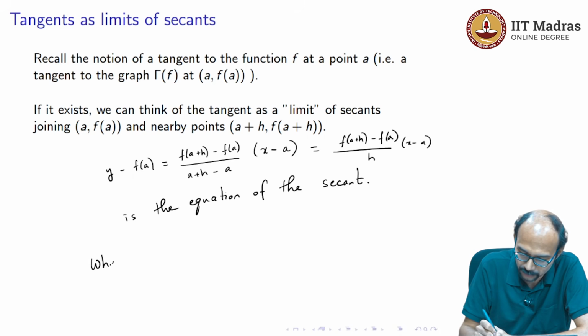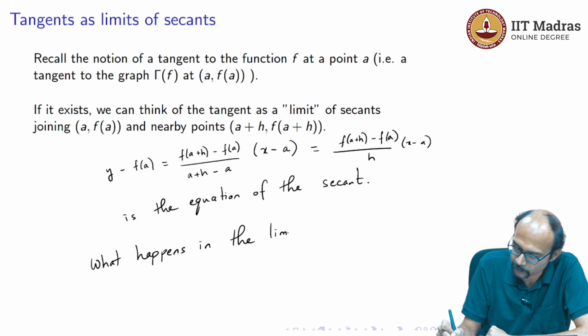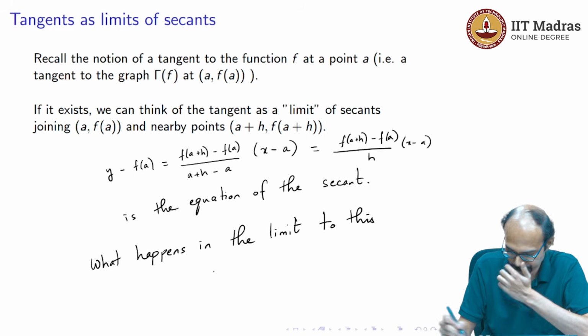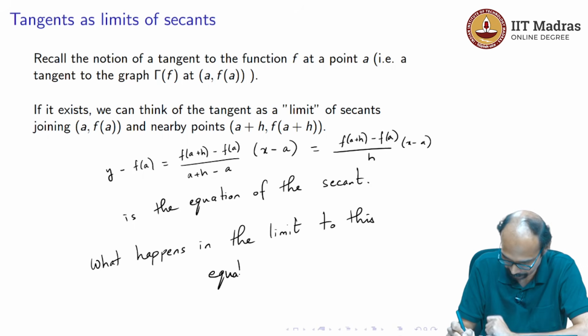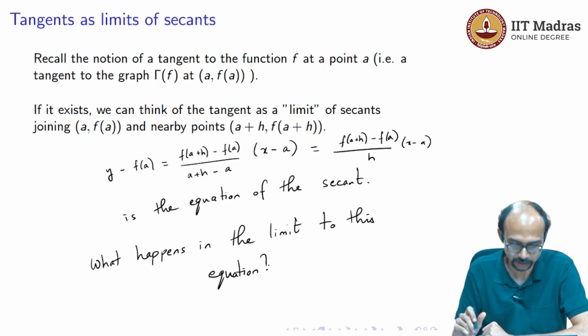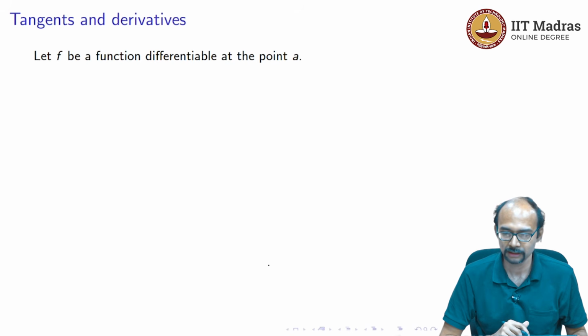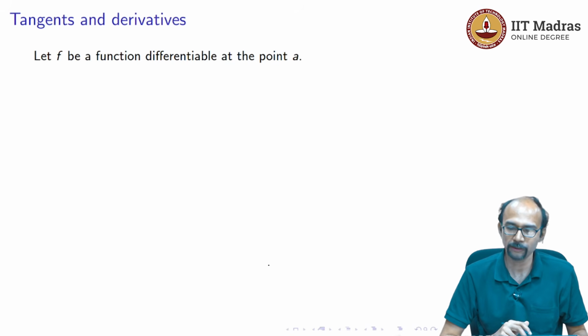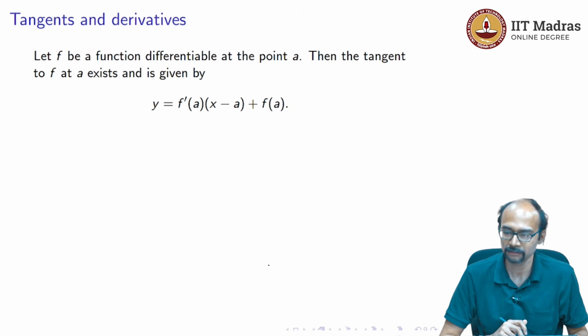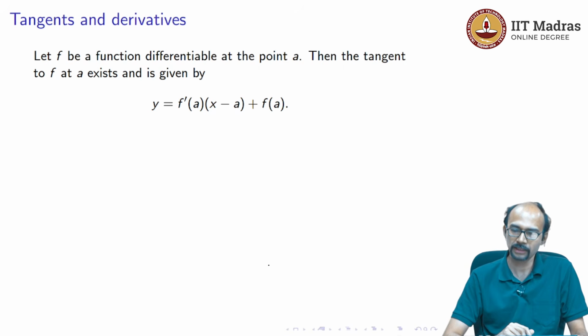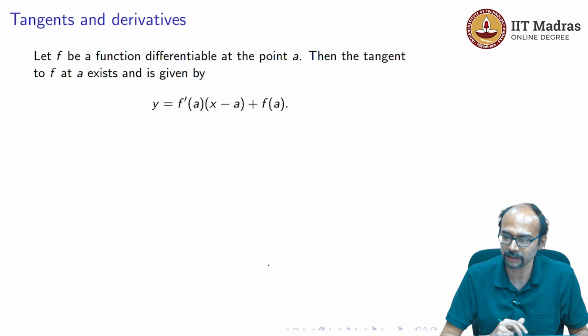So what happens in the limit to this equation. So let's make that precise. So let f be a function differentiable at the point a, and then the tangent to f at a exists and is given by y is f prime a times x minus a plus f of a.